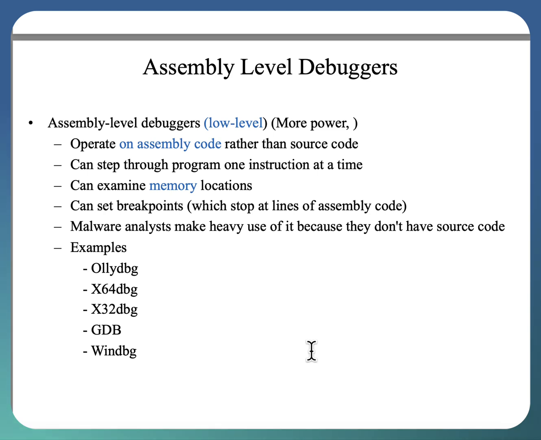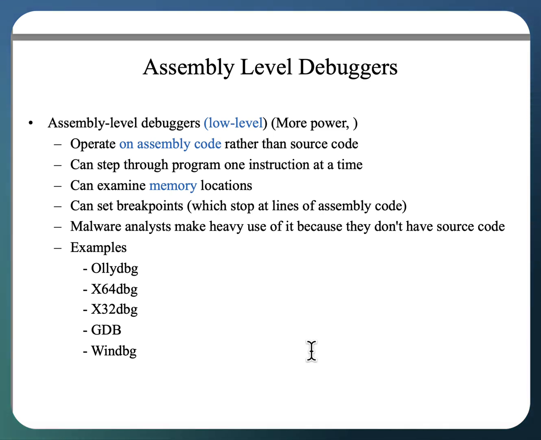Only the, for example, the executable file, the .exe file, or the resulting file. It doesn't matter what extension the file is, but you only have access to the executable file, so you don't have access to the source code. Then one thing that you can do, one type of debug that you can run, is an assembly level debugger. Okay? Assembly level debuggers are low level and more powerful because you operate on the assembly code rather than the source code.